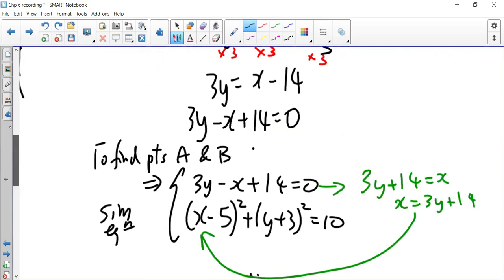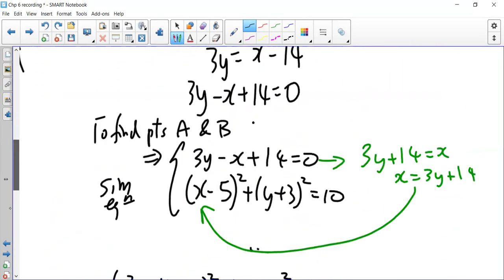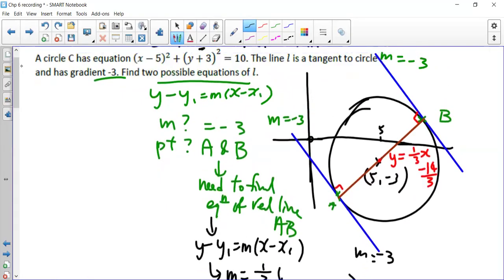Let me check the question. Have I answered the question yet? Find two possible equations. I haven't found it yet. But what I found is the points A and B. So finally, I can use the equation y minus y1 equals m(x minus x1). Let me do it again.